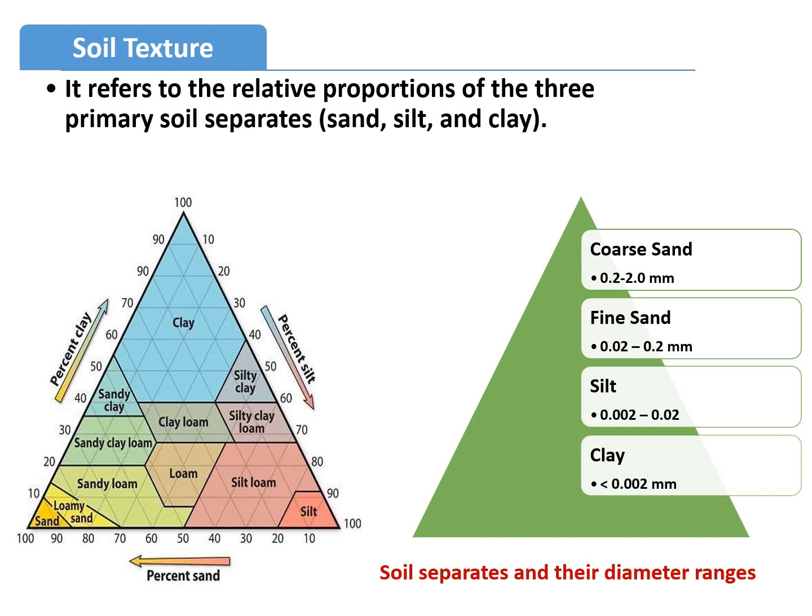Then we have silt, which is 0.002 to 0.02 millimeter diameter. And then we have clay particles, which are the finest particles among these three, that have less than 0.002 millimeter. It means all the particles less than this diameter are included in clay.